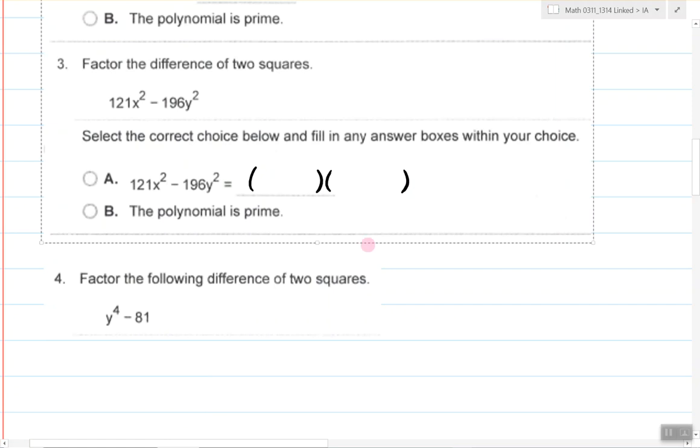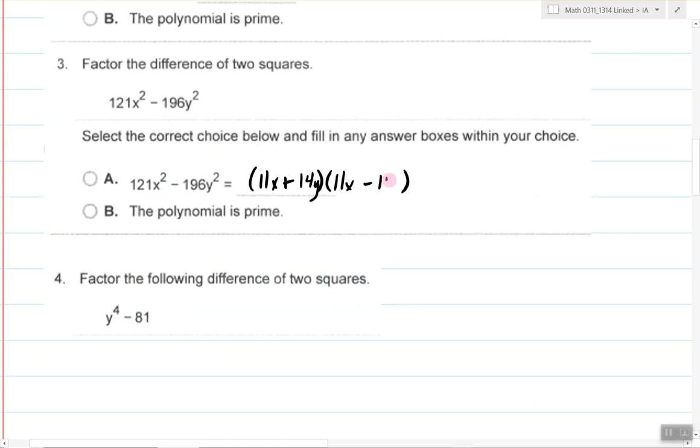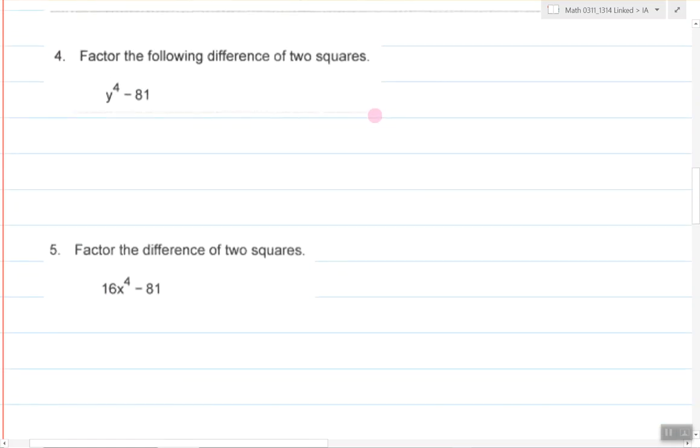There is a minus sign. So one plus, one minus. It's going to be 11x in the first spots and 14y in the second. Don't forget the variables x and y. All right, number 4 is going to let us work a little bit harder.